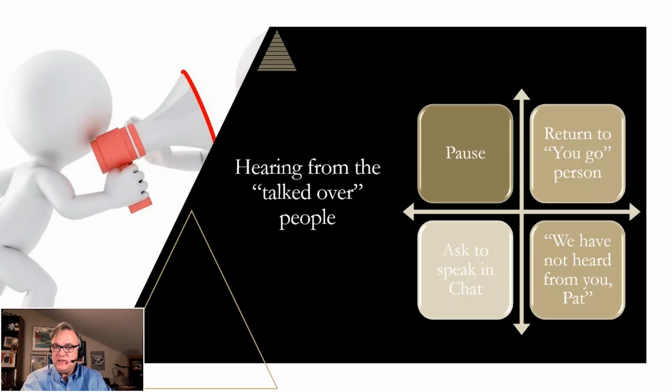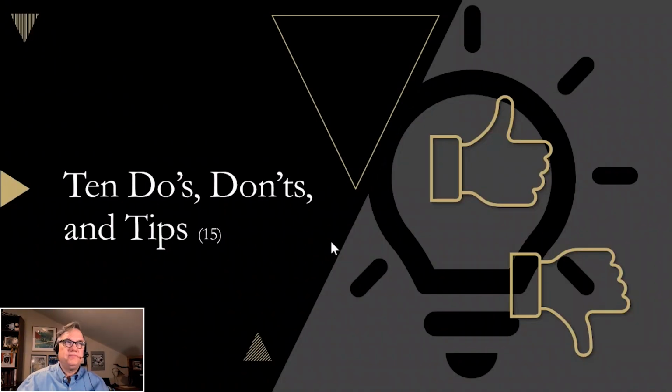Also, I already mentioned this. You can help the people running the meeting by asking to speak in chat. And if you're running a meeting, if you haven't heard from somebody, they may be reluctant to speak up. Ask the question. We have not heard from you, Pat. Get their input. You can't, again, see their body language that they're fidgeting and unhappy that they're not being able to talk. So you need to make that possible for them.